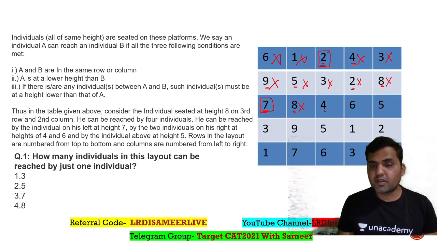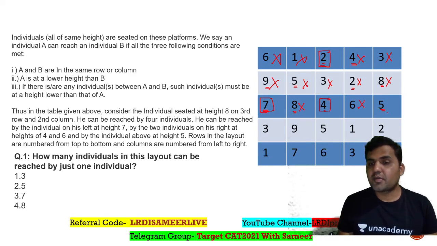Now look at 4. 4 can be approached by 3 from the top and 6 from the right. 6 cannot approach. So 4 can be approached only by 3. So 4 has to be the part of the answer. 6, you see that. If you look at this person 6, can be approached by 4 and 5 both on left and right, so eliminated.